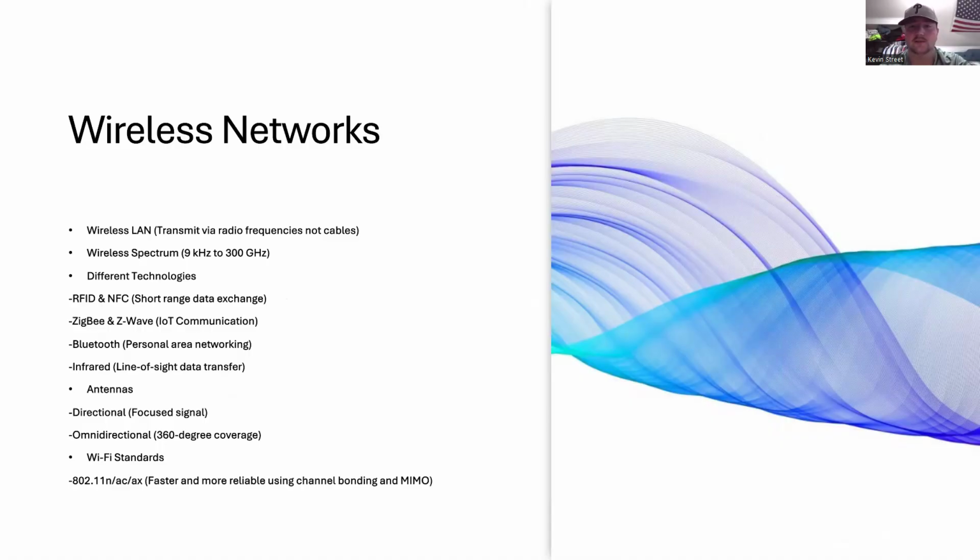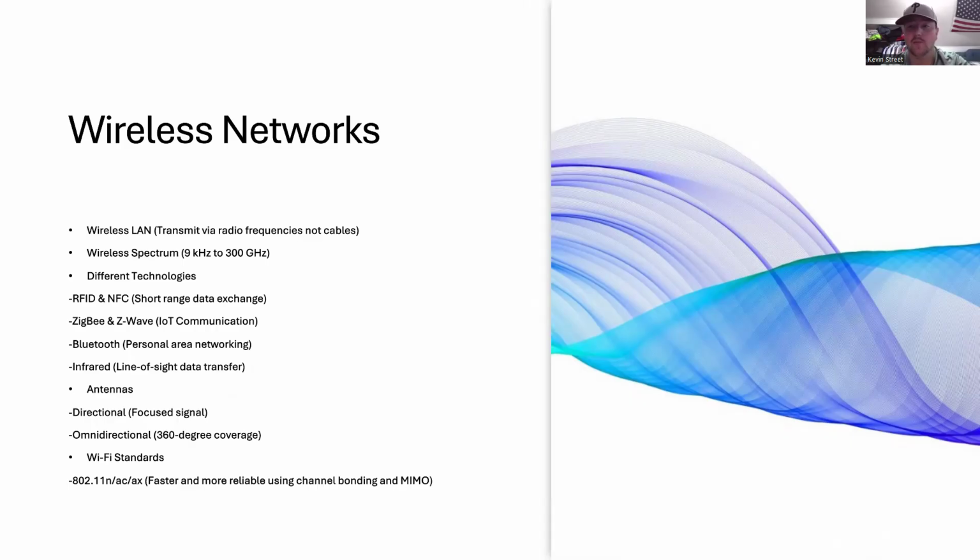Lastly, we're going to talk about wireless networks. Wireless local area networks transmit via radio frequencies, not cables. The wireless spectrum ranges from 9 kilohertz to 300 gigahertz. Different technologies are used with these wireless networks. RFID and NFC are for your short-range data exchange.